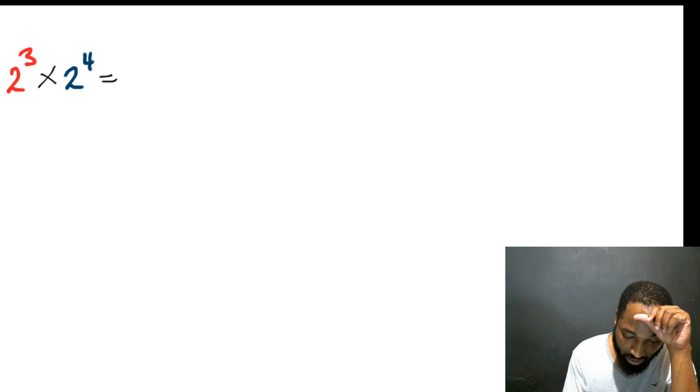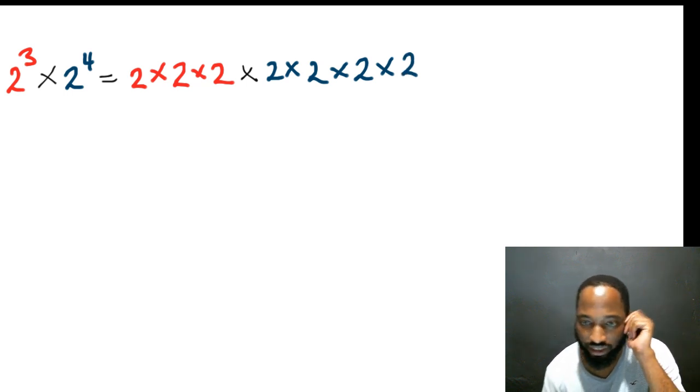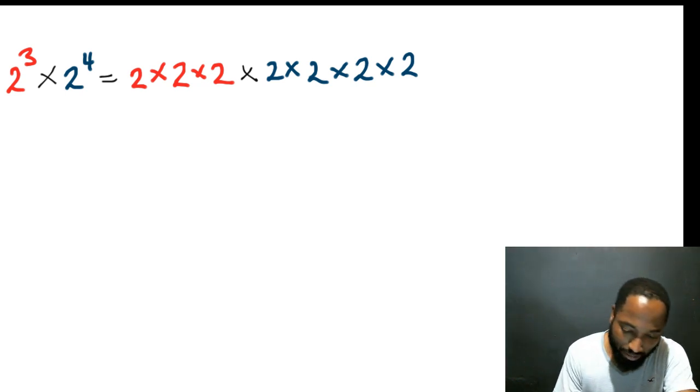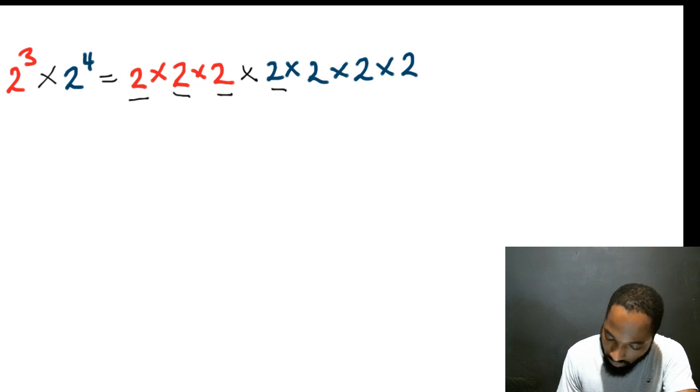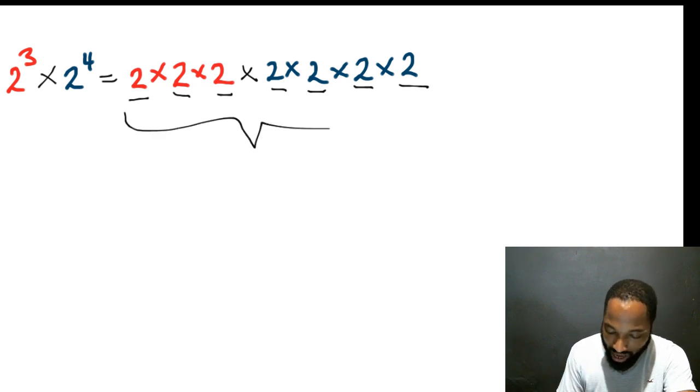Well, the first thing I need to do is put down the 2 to the power of 3, right? 2 to the power of 3 means 2 by 2 by 2. And then I have the multiply by 2 to the power of 4, which is 2 by 2 by 2 by 2. So 2 by 2 by 2 multiplied by 2 by 2 by 2 by 2. What's really happening here? 1, 2, 3, 4, 5, 6, 7 twos, all multiplied. We could just write this as 2 to the power of 7.